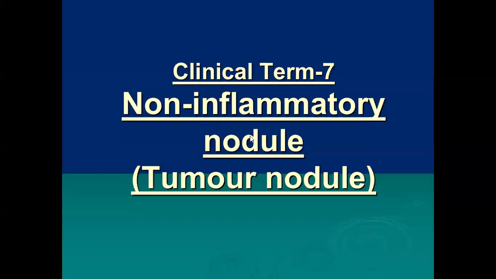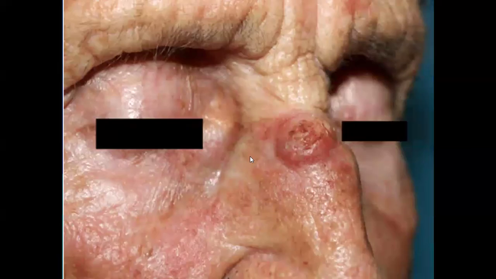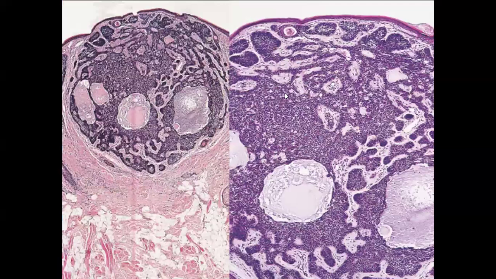Non-inflammatory nodules or tumor nodules. You can see these typical ulcerated nodules on a background of severe sun-damaged skin. There is a crater in between, so the confusion is between a BCC, a keratoacanthoma and a squamous cell carcinoma. The biopsy is a must, and it shows a typical nodule of basaloid cells with cystic degeneration, like you can see several cysts. So this is nodulocystic basal cell carcinoma.